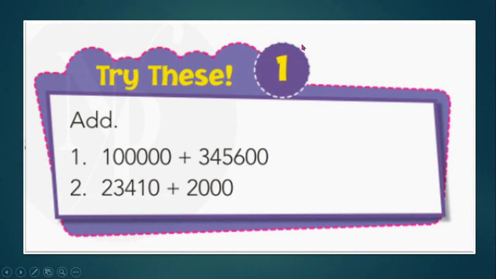Try these. Number 1. So add. The numbers are given here. So you need to write these numbers vertically, one below the other, and then you should add the numbers to get the sum. So while writing down the numbers one below the other or vertically, you should take care about the place values of these digits. So you should write from right to left.